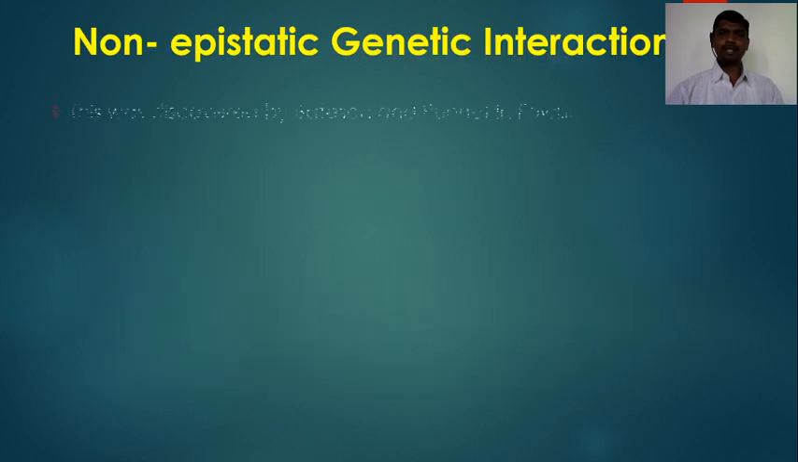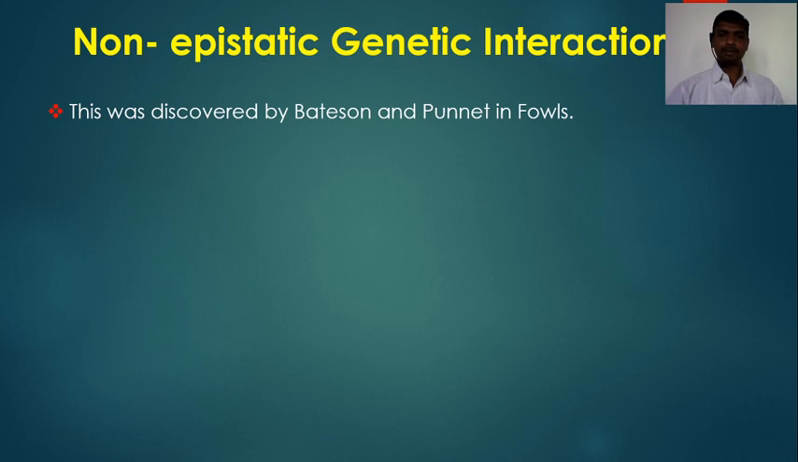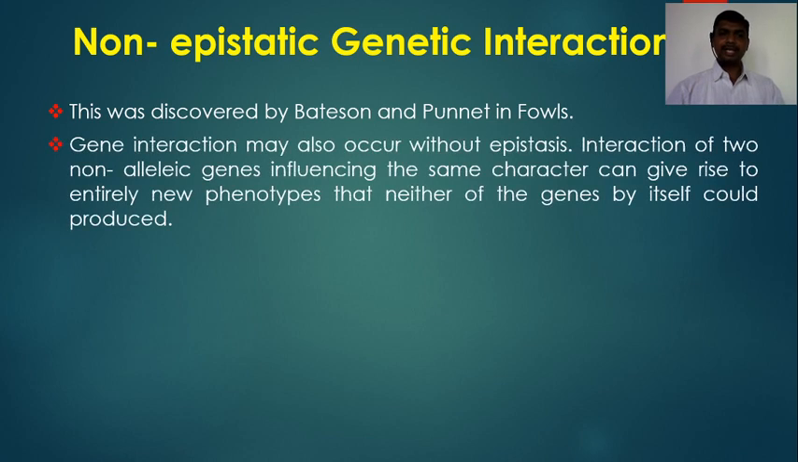Now we are going to study non-epistatic genetic interaction. This phenomenon was discovered by Bateson and Punnett in fowls. Gene interaction may also occur without epistasis. So what is epistasis? Epistasis is a phenomenon where one gene masks or suppresses the phenotypic action of the other gene. This phenomenon is called epistasis. Here it is non-epistatic: no one gene masks the expression of the other gene.